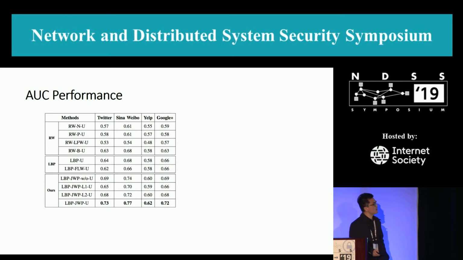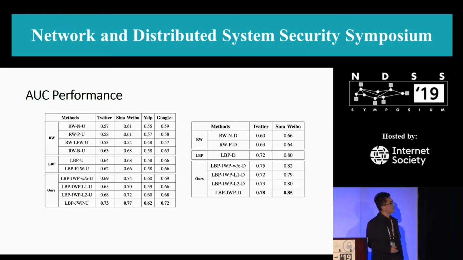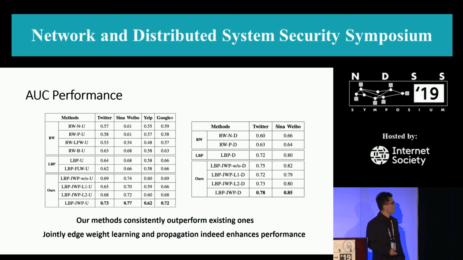And here is AUC performance. The left table shows the results on undirected graphs, and the right table for directed graphs. And we see that our methods consistently outperform the existing methods. And this shows that the joint weight learning and propagation indeed can enhance the performance.